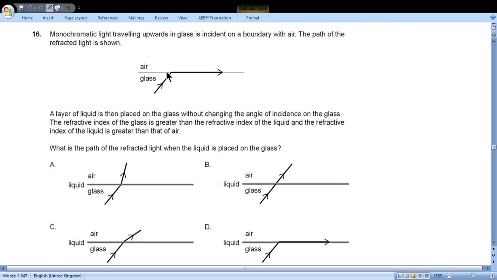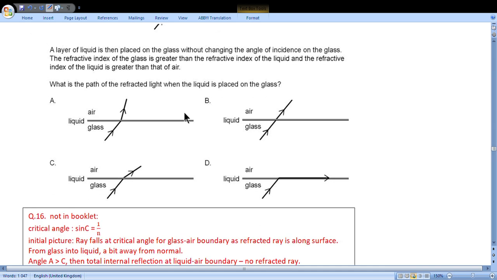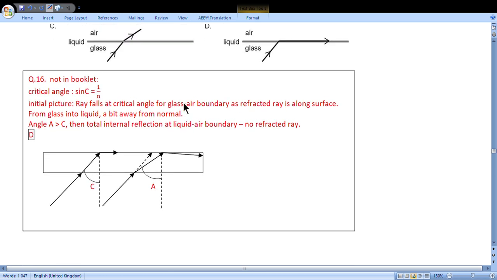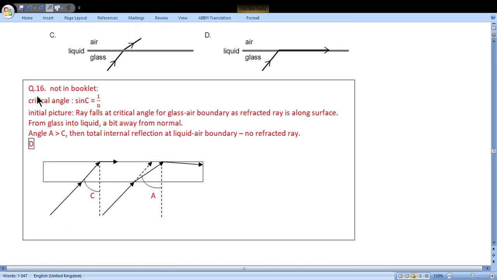So here we have a situation when the angle of incidence equals the critical angle. This is why the refracted ray goes along the surface. These formulas are not in the booklet: for the critical angle, sine of the critical angle is 1 over n. So sine and refractive index are inversely proportional. Initial picture: the ray falls at the critical angle for the glass-air boundary, as the refracted ray is along the surface. So this is what we have without liquid.